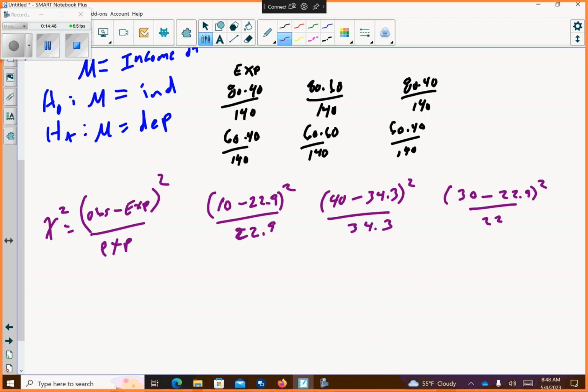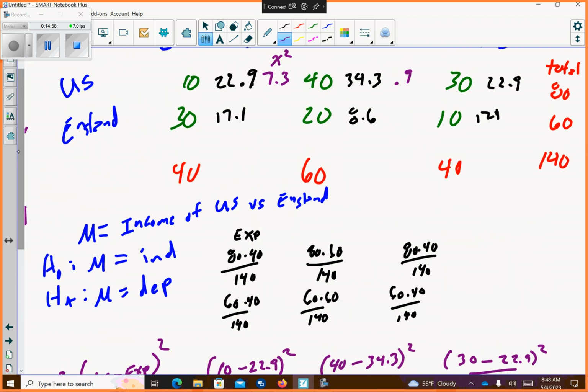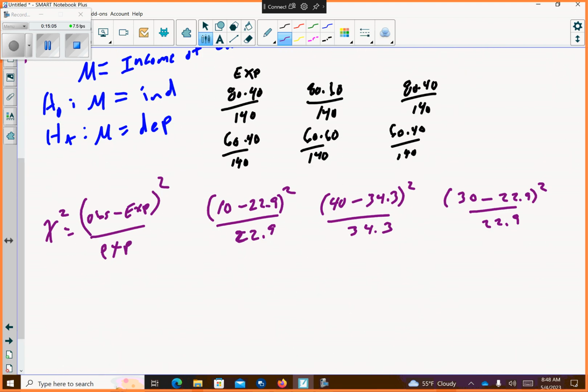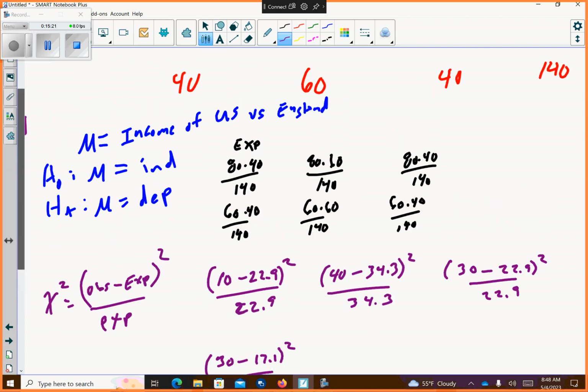And that's going to give us 2.2. And then just keep going through it. So then the next one you observe 30 minus 17.1 quantity squared divided by 17.1. Let me double check my math.